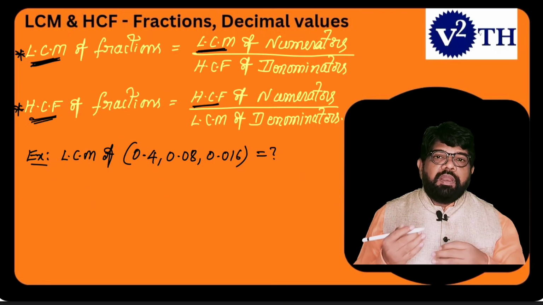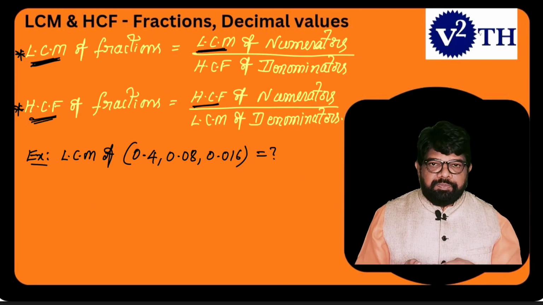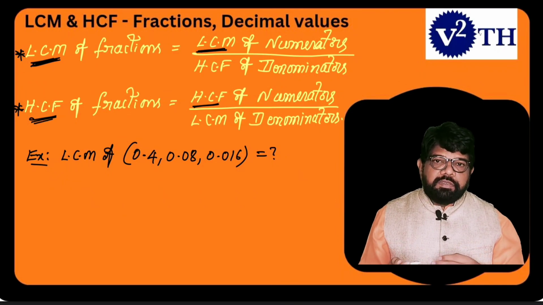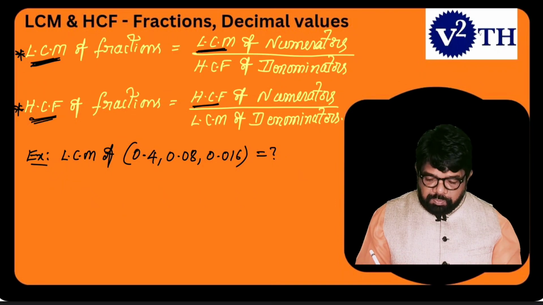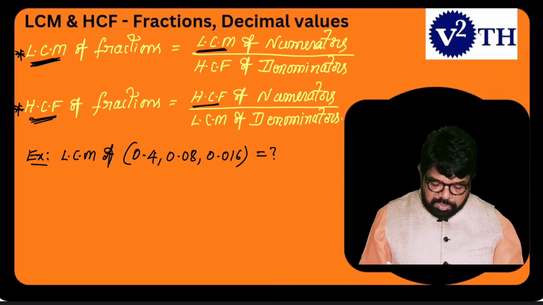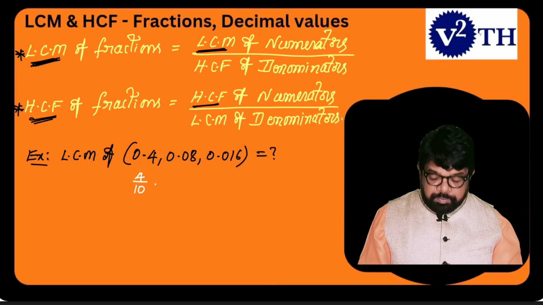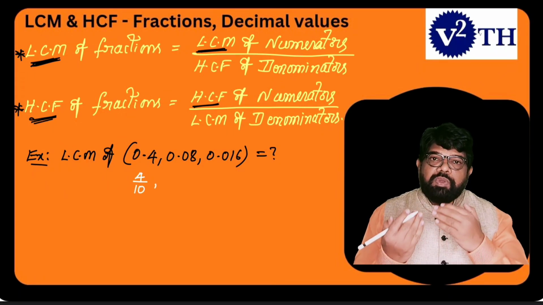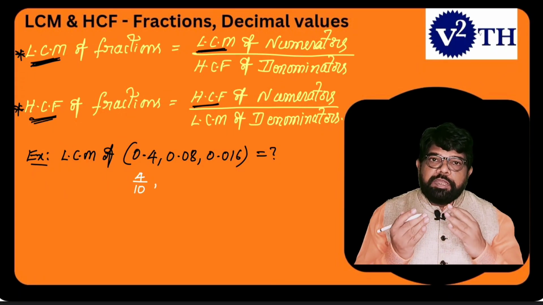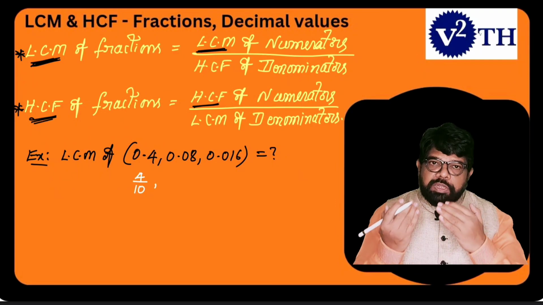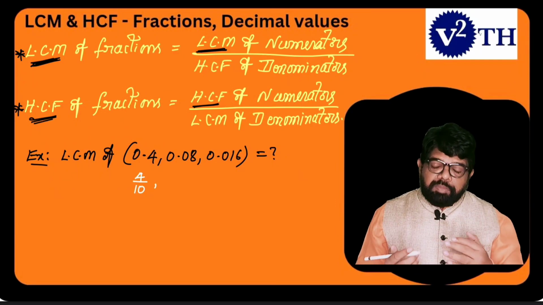If the values are in decimal, how can you calculate the LCM? Okay, there are different strategies. First, convert the decimal into fraction. How can you convert the decimal into fraction? 0.4 can be written as 4 by 10. After decimal, one digit, we take 10 in the denominator. 0.4 can be written as 4 by 10.